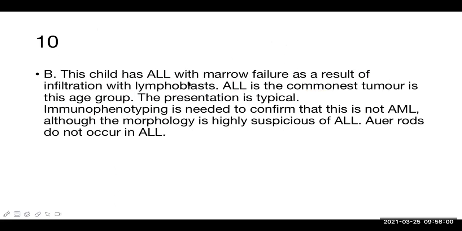So this child has ALL with marrow failure as a result of infiltration with lymphoblasts. ALL is the commonest tumor in this age group. The presentation is typical. Immunophenotyping is needed to confirm that this is not AML, although the morphology is highly suspicious of ALL. Auer rods do not occur in ALL. Okay, Auer rods, this is a pathognomonic feature of AML or myeloblasts only.